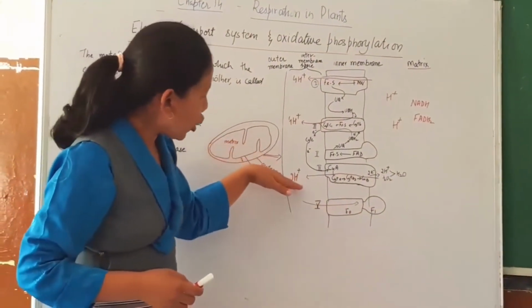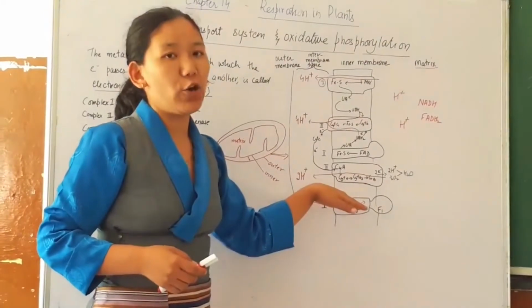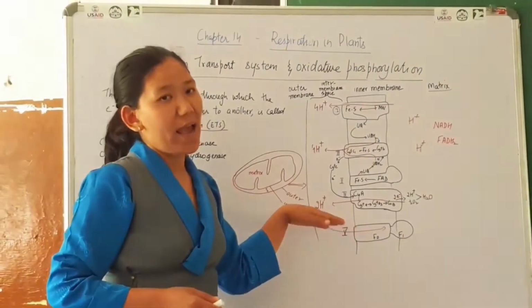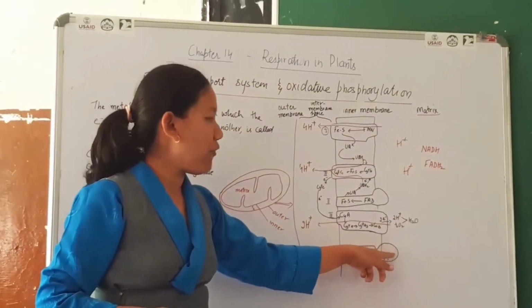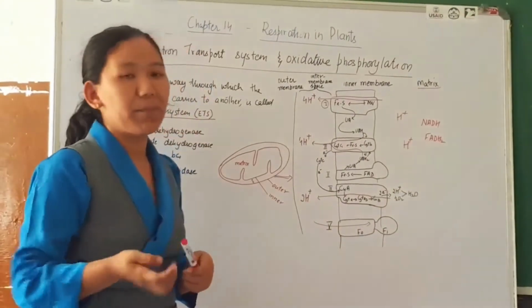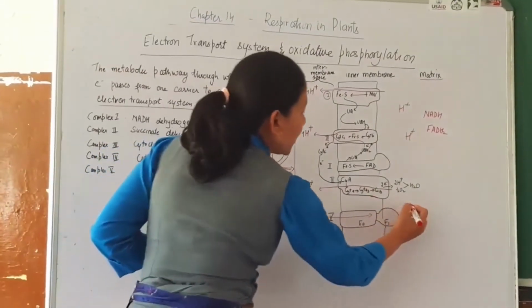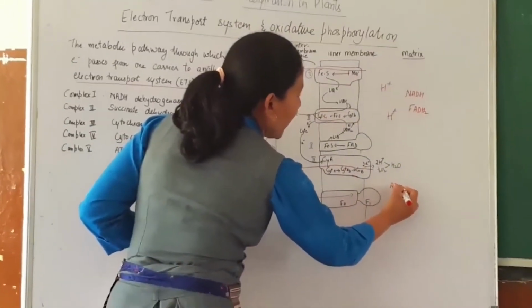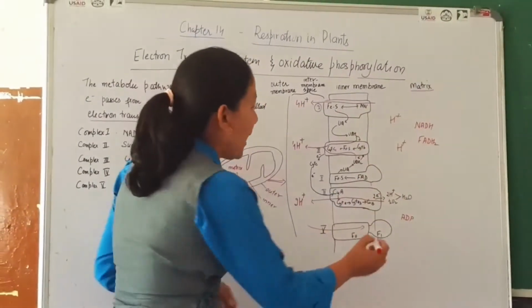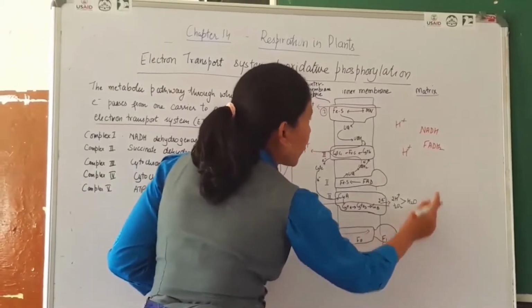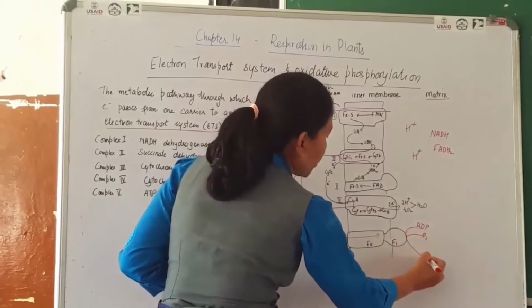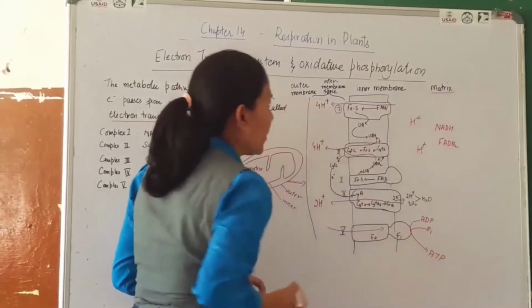When the proton moves through the F0 particle of ATP synthase, energy is created, and that energy activates the F1 particle. The activated F1 particle combines adenosine diphosphate already present in the matrix and inorganic phosphate present in the matrix, and leads to the formation of ATP.